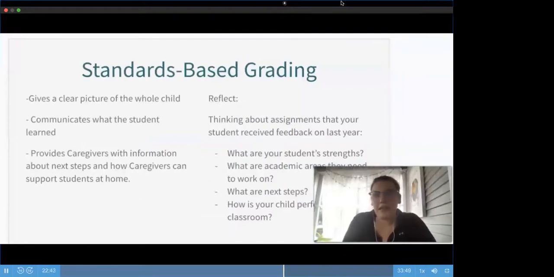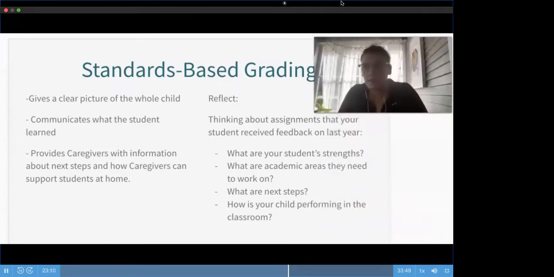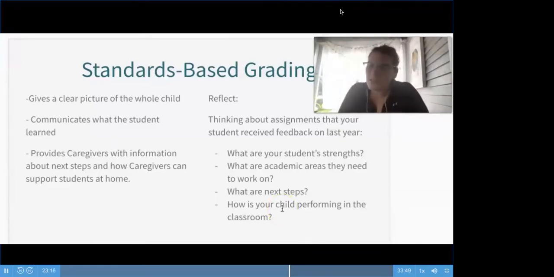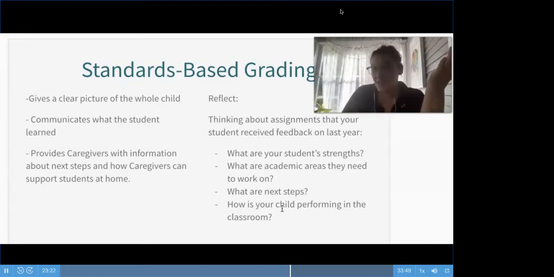So the standards-based grading, like I mentioned, gives a clear picture of the whole child, communicates what the student has learned and demonstrated and what they haven't, and where their growth areas are. And it provides all of us with the information about next steps and how caregivers can support the student at home. So think about the last assignment that your student received feedback on. Maybe it was last year, maybe it was super recently. Do you know by the traditional grading scale, where their strengths were, what academic areas they needed to work on, the next steps to do better, or how your child was performing in the classroom?